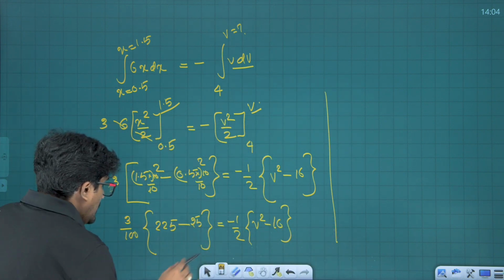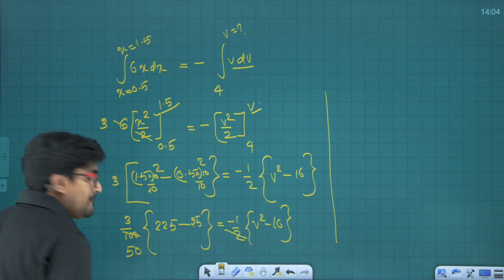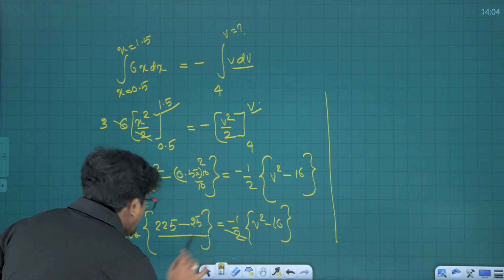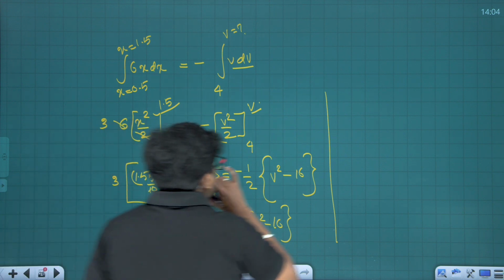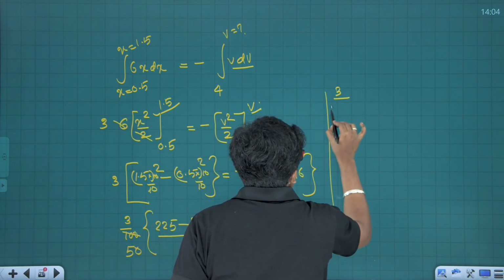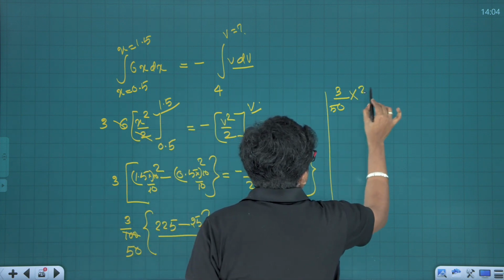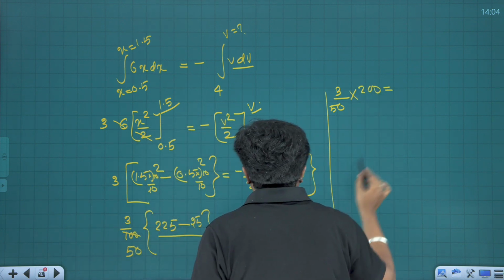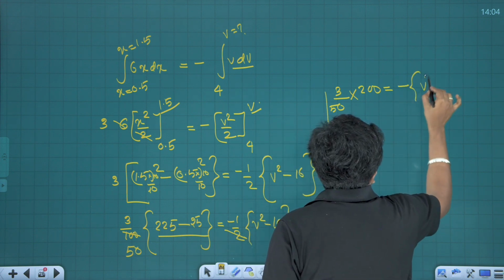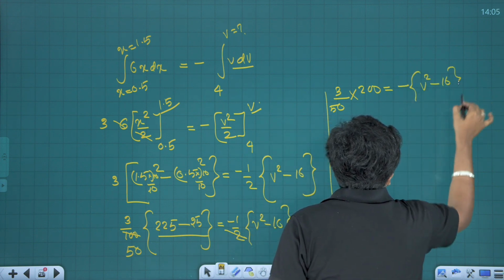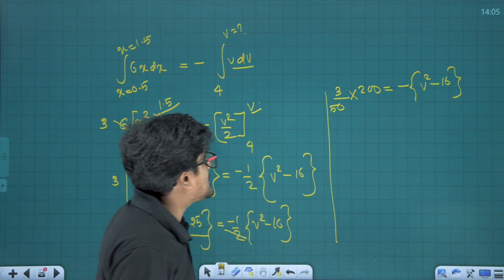Alright. So here this is going to be 50. And 225 minus 25, that is 200. So 3 upon 50 into 200 here. That is equal to minus of v square minus of what? 16. Isn't it? Minus of v square divided by 16.